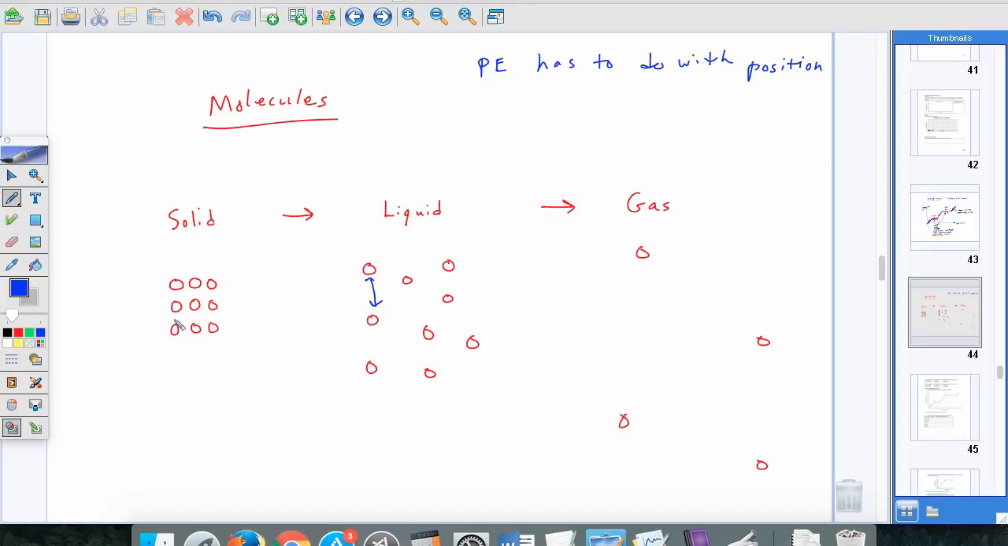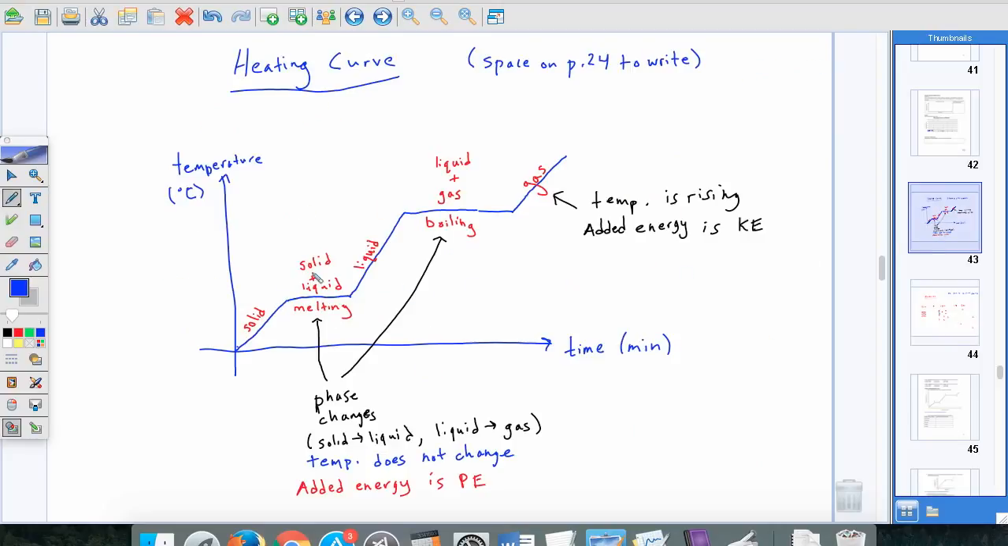So objects want to be in this nice rigid formation like a solid, but if we add energy to it, if we add potential energy, we can spread them apart. And so that's what's happening in the phase change areas. We're adding potential energy, we're kind of breaking the molecules apart, breaking the bonds so that they're spread apart.